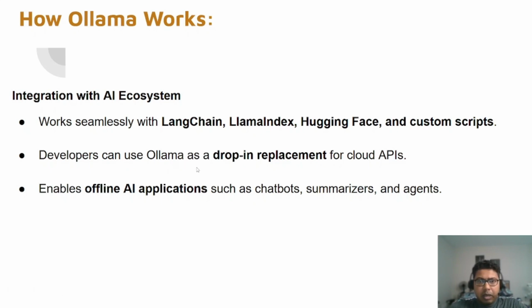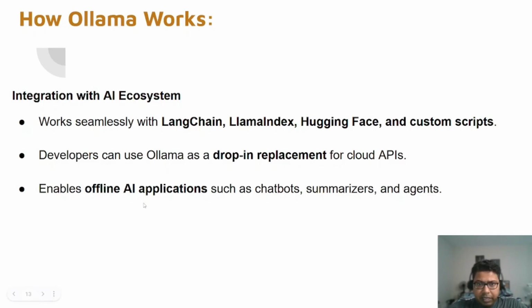Developers can use Ollama as a drop-in replacement for cloud APIs. Exactly, that's what it is for. So we don't need to call OpenAI models. Instead of that, we can call our local models using Ollama. And Ollama, as we already have learned, works as a container for models. It enables offline AI applications such as chatbots, summarizers, and agents.